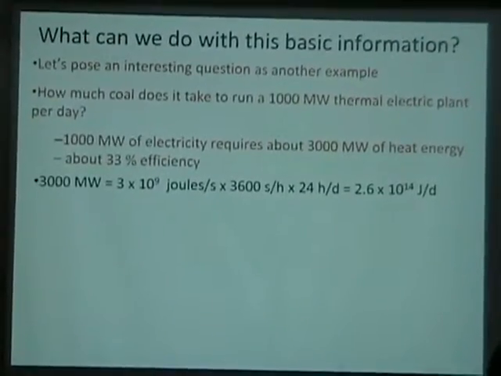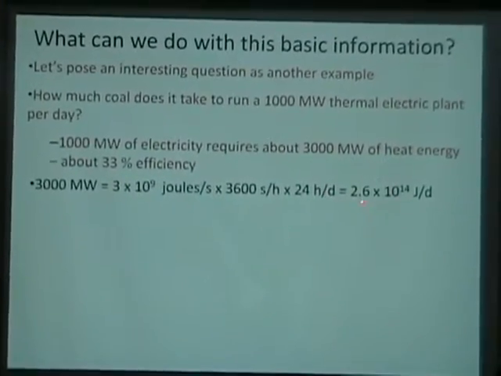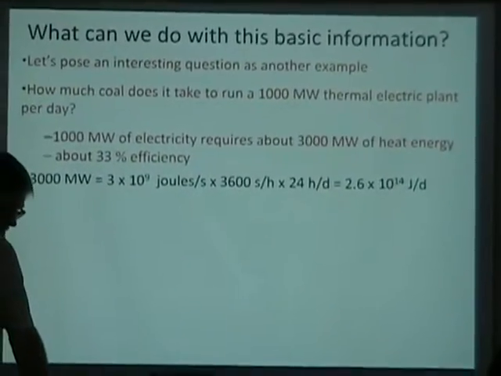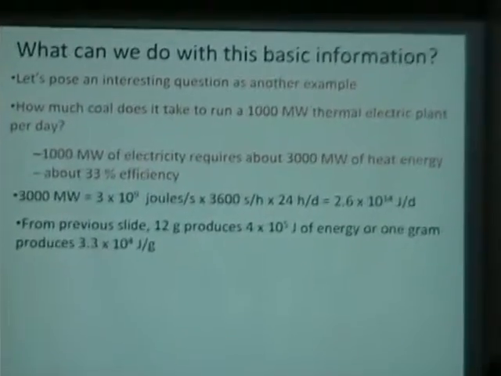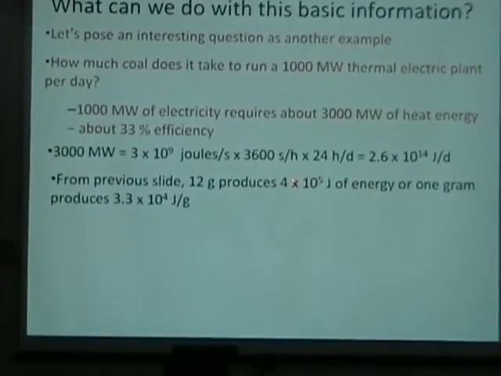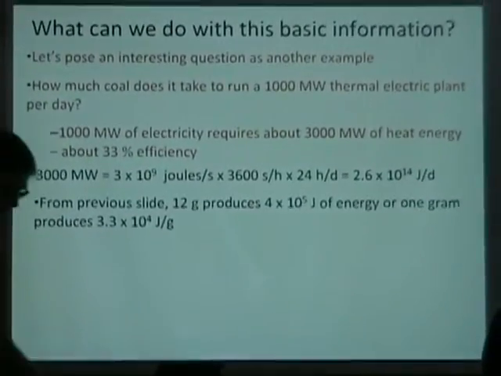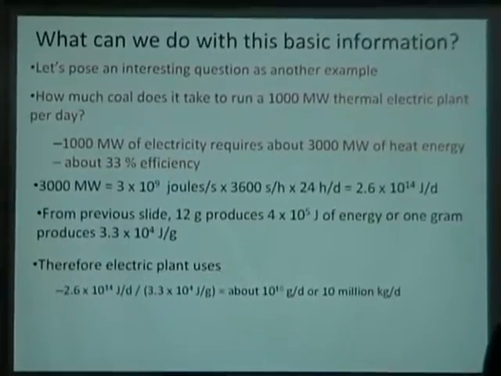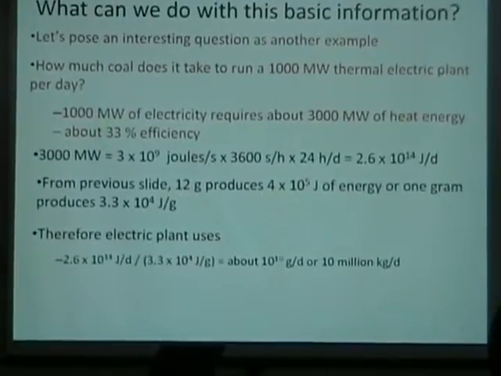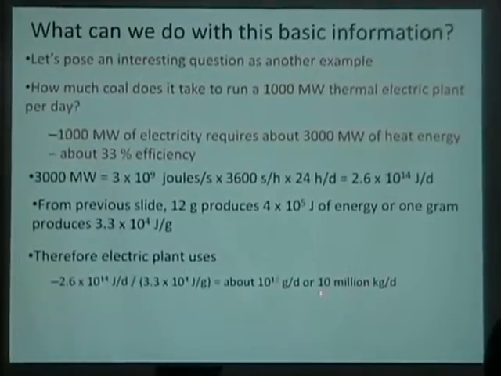We now put that in, we convert it to joules per second, we multiply by the number of seconds in an hour and the number of hours in a day, and we come up with so many joules per day. Very straightforward. And then from the previous slide, we've shown that 12 grams of carbon, which is 1 mole, produces about 4 times 10 to the 5th joules of energy, or 1 gram produces 3 times 10 to the 4th. Therefore, our electric plant is on the order of a few times 10 to the 14 joules a day, and we just divide that number up. We come up with something like 10 to the 10 grams per day, or 10 million kilograms.